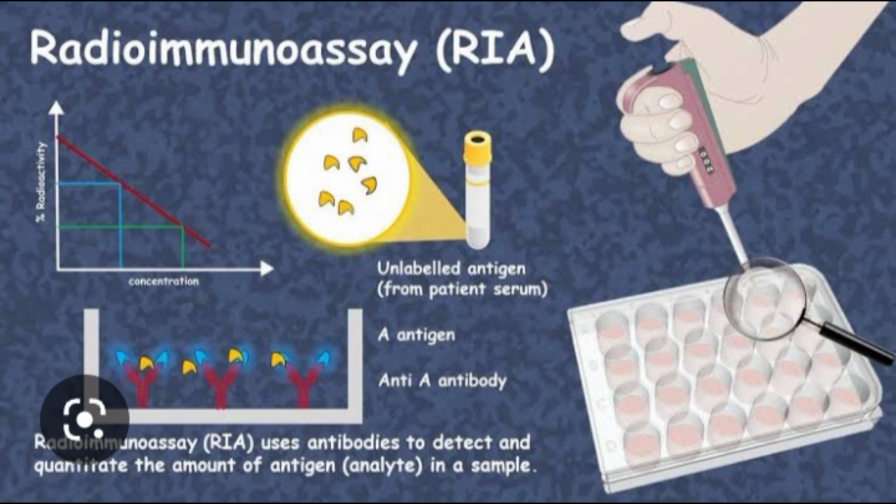Materials used in ELISA: solid phase, plastic tube or microtiter plate. Enzymes: horseradish peroxidase, for which the substrate is hydrogen peroxide, H2O2; and alkaline phosphatase, for which the substrate is para-nitrophenyl phosphate.